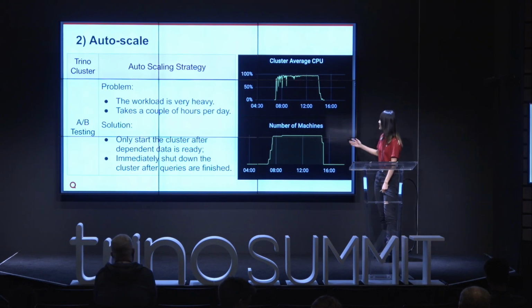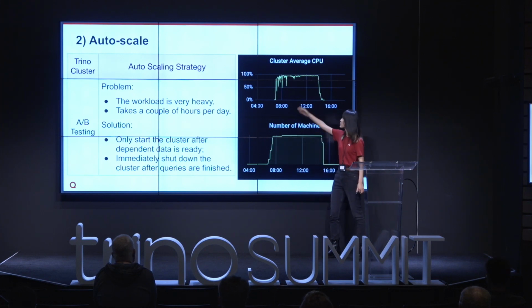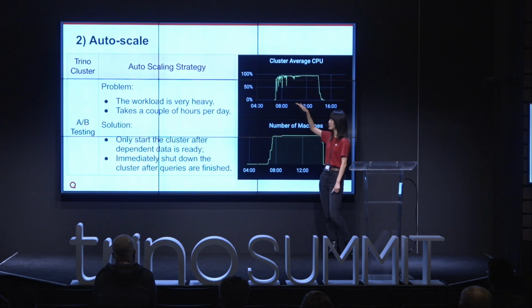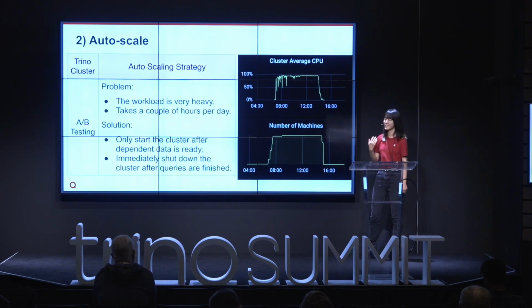So here are the dashboards for the A/B testing cluster. The upper one is the cluster average CPU, and the bottom one is the number of machines. As you can see, when the number of machines goes up, the CPU utilization stays at a very high level. The idle time is minimized, though there is some, so it indicates better resource utilization.